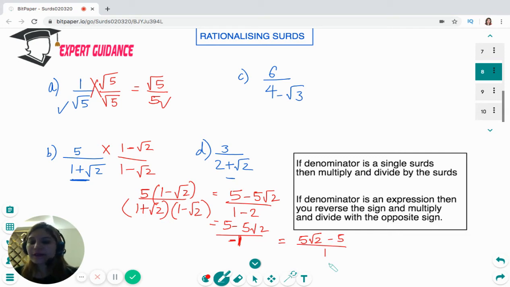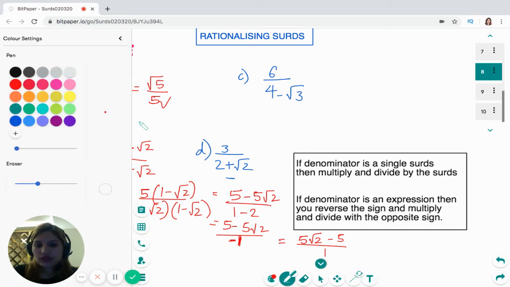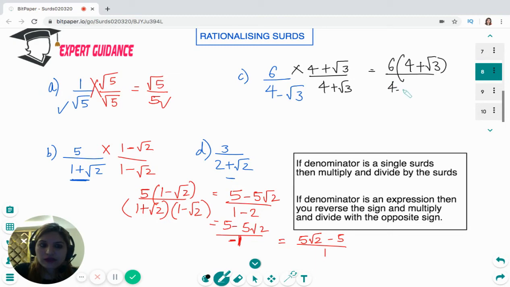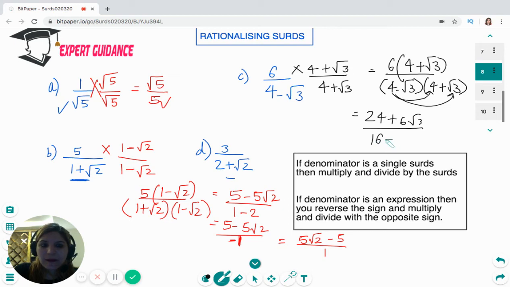So you can see in this example as well, we have got rid of the surds in the denominator. Let's try another question. Here, this is 6 over 4 minus root 3. So we will multiply it by 4 plus root 3, which is the opposite sign. So now let's multiply. We have 6 multiplied by 4 plus root 3. And at the bottom, we have 4 minus root 3 and 4 plus root 3. The bottom denominator, you will expand by doing this. So 6 times 4 is 24 plus 6 root 3. And at the bottom, you will get 16 minus 3.